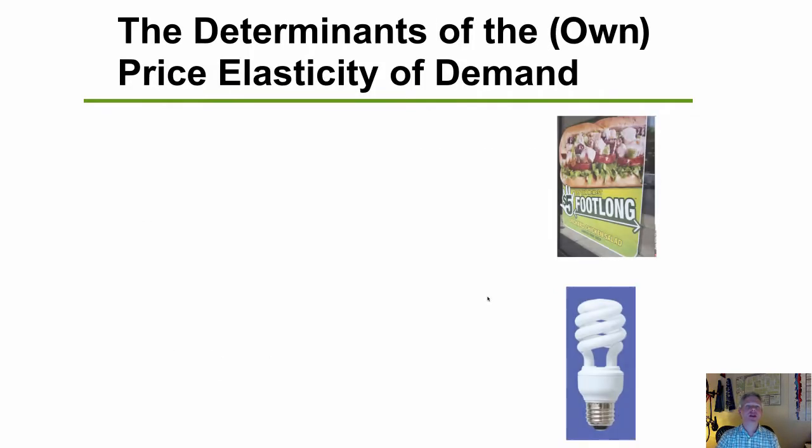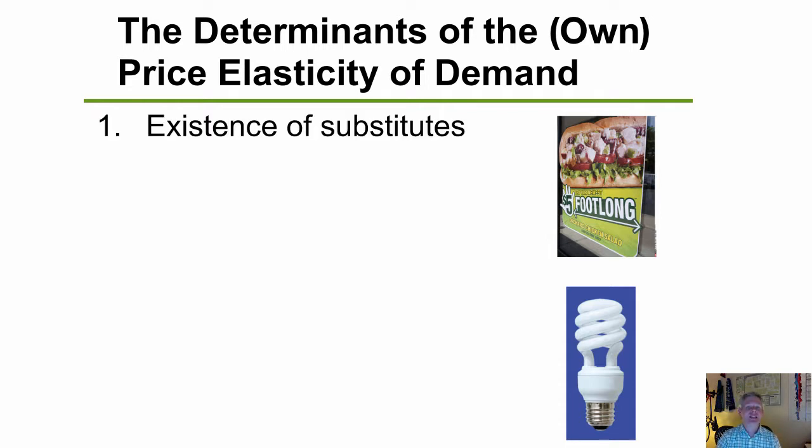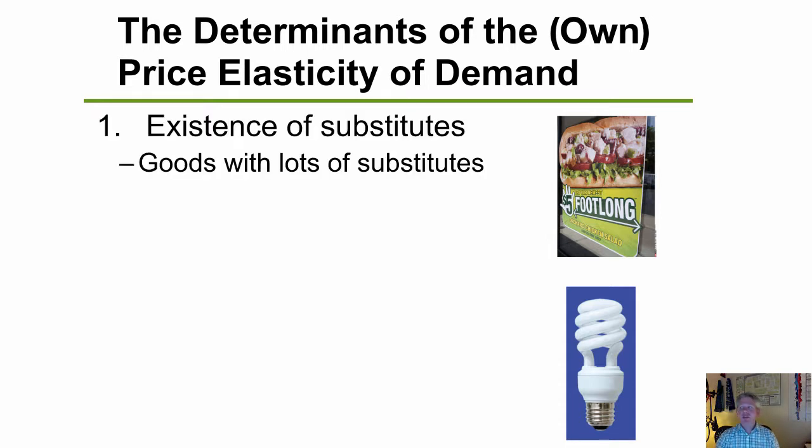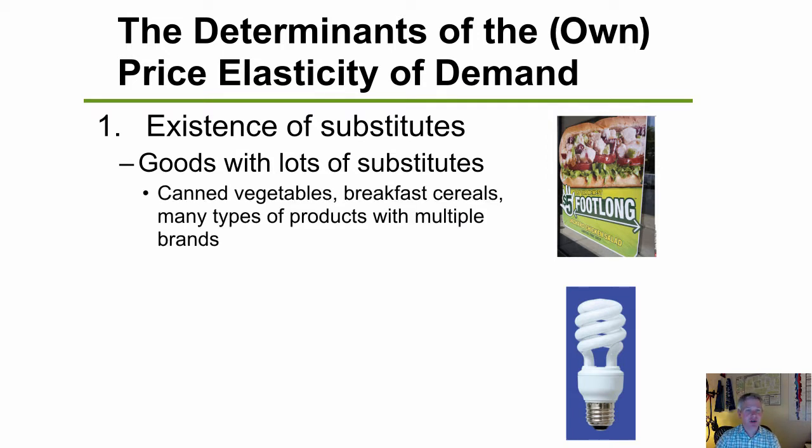So what determines the own price elasticity of demand? What determines for a good whether, if you change the price, people respond a lot, or if you change the price, people respond only a little? Well, one is the existence of substitutes. So if a good has a lot of substitutes, like canned vegetables, breakfast cereals, many types of products with multiple brands, then it's going to be more elastic.